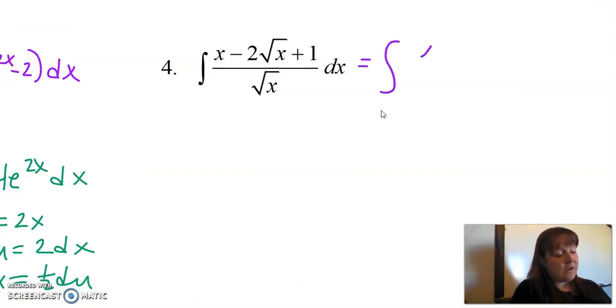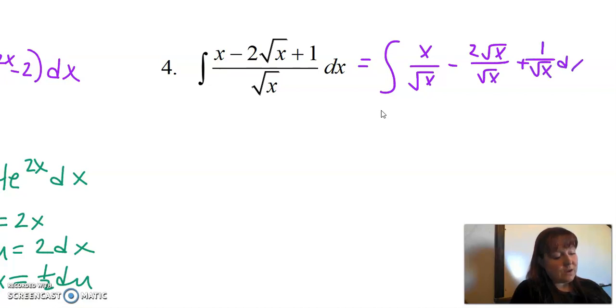Well, couldn't we just split this so that we have that on the denominator of 3 different fractions? So we have the integral of x over the square root of x minus 2 root x over root x plus 1 over root x dx. Okay, so now we just have each of these split, because as long as I keep the denominator the same, I can split up the numerator, right? Okay, so let's just figure out what this is.